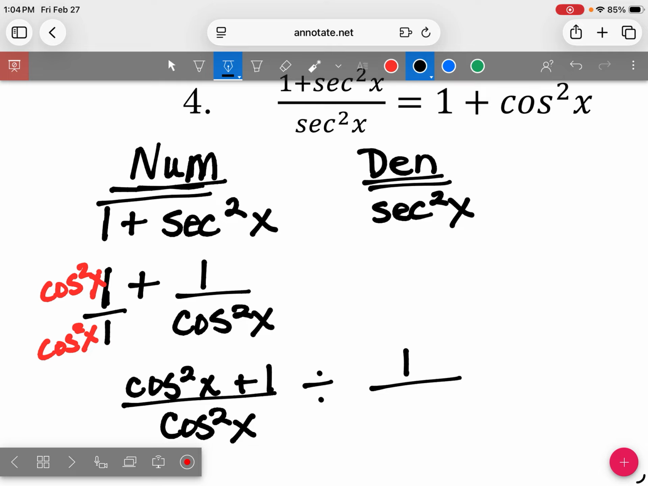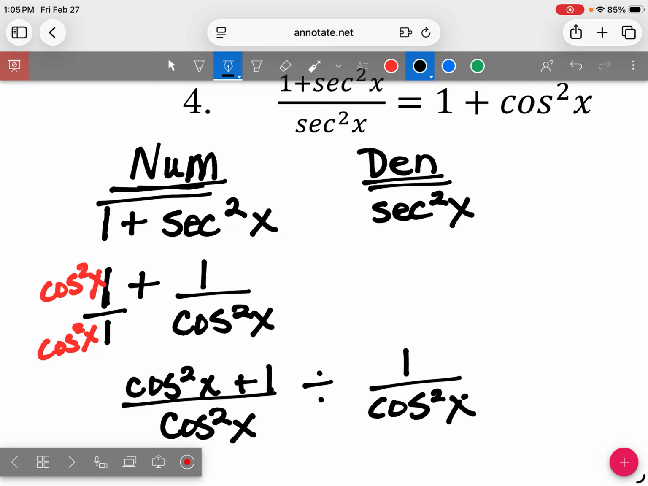Y'all are making me so nervous. We've been talking about sister identities since January, and we're almost in March. So if we don't know who the sister to secant is on this good old February 27th, then I'm worried. Okay, so secant squared is 1 over who? Cosine squared.